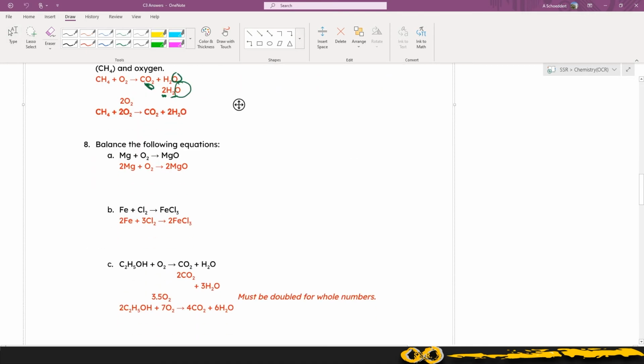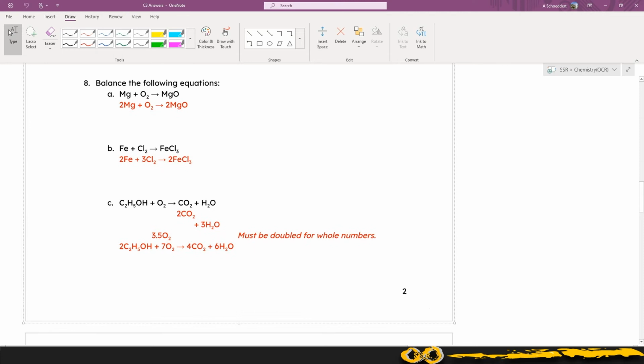When you're doing some more complex balancings, you may end up with these sort of half ratios. When you're giving an answer to a balanced equation like this, you can't include those half ratios, and you will need to therefore double everything in order to end up with whole numbers.